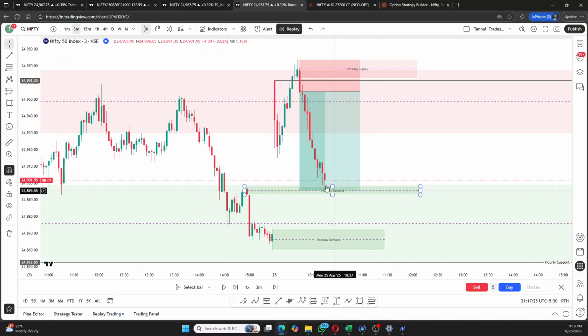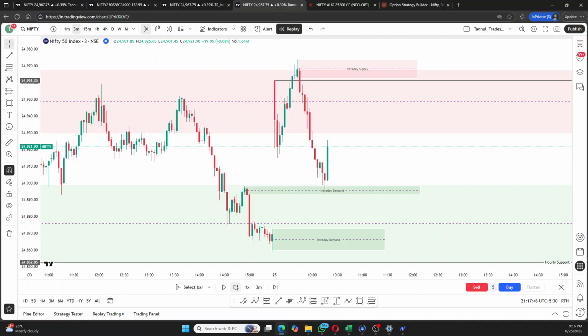Now going forward, if we see a retracement, a price reversal, a bullish reversal at this point, because the price has touched the intraday demand zone, the median has been reached, I would love to book my profits here. Let's see going forward.